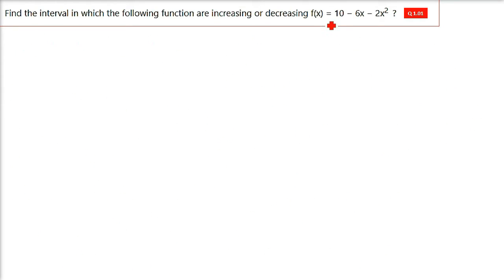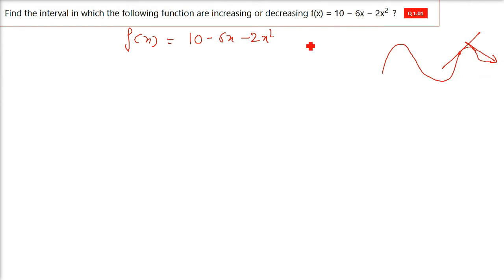Now we have f(x) equals 10 minus 6x minus 2x square. Is it increasing or decreasing? First of all, why do we need differentiation for increasing and decreasing? So we are going uphill or downhill. The best way is to draw a tangent at that point. If the slope, the tan theta or the angle, is positive, the function is increasing. If tan theta is negative, it is decreasing.